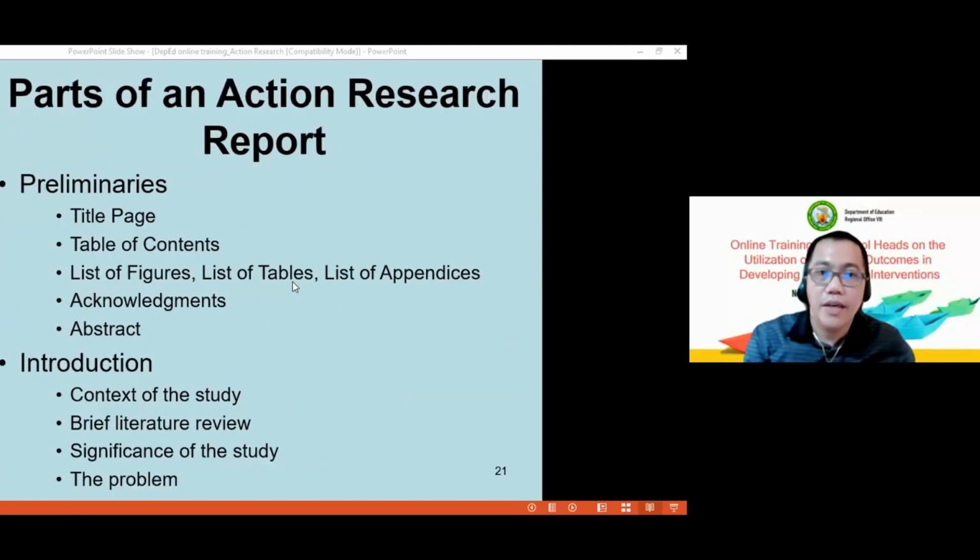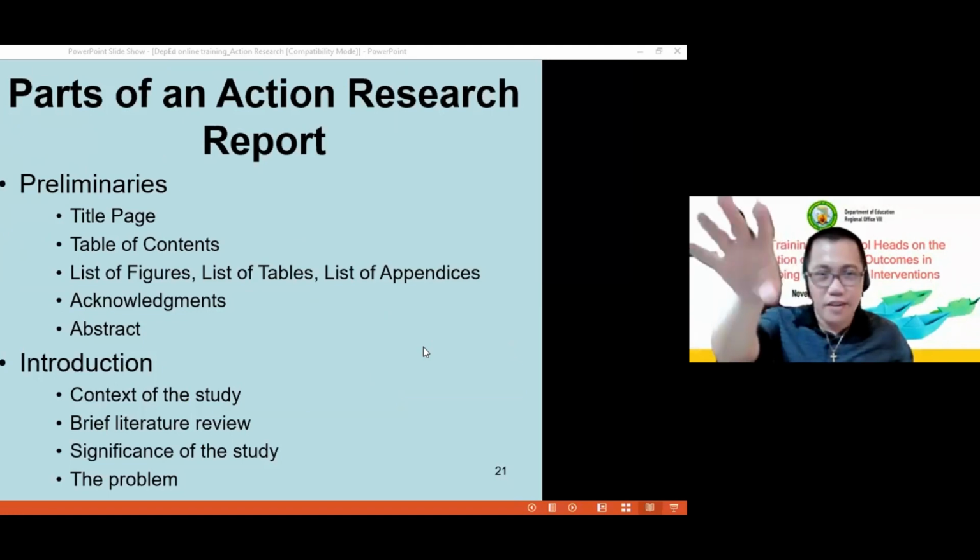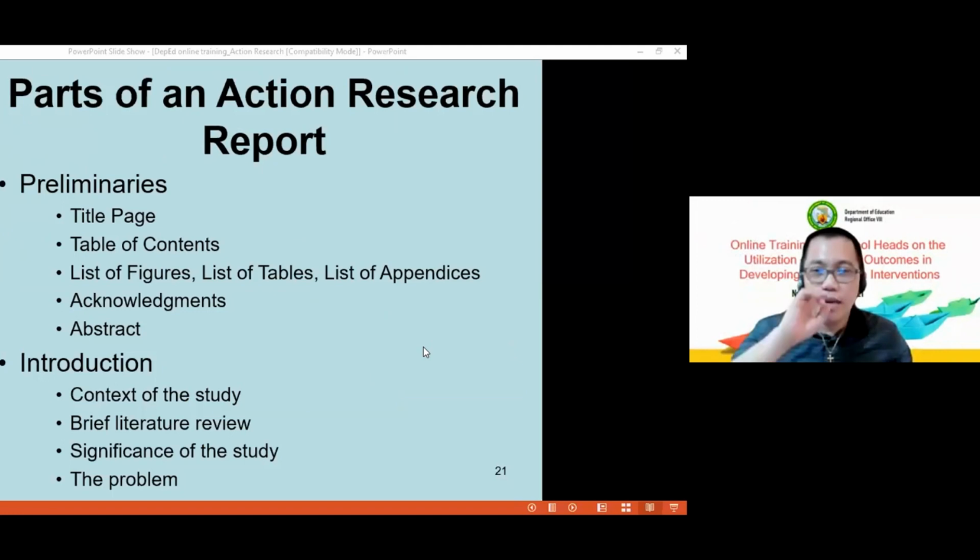Okay. Well, the parts of an action research report depend on DepEd, no? Because I think you have your own format for action research. Usually, these are the basic parts: the preliminaries, the title page, acknowledgement, abstract. This is already the finished action research, because this is a report, no?